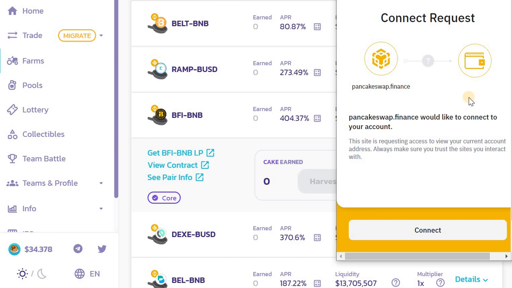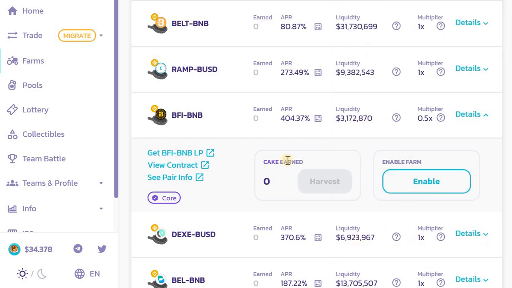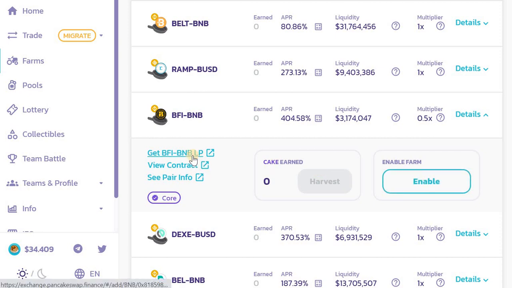Now I would have to connect my wallet to this farm. Connect. Once I have connected my wallet, before we enable this farm, the next thing you would have to do is that, currently I told you that I have BNB present in my wallet. When you want to farm, you need two coins of equal amount. You need equal amount of BNB and equal amount of BFI.